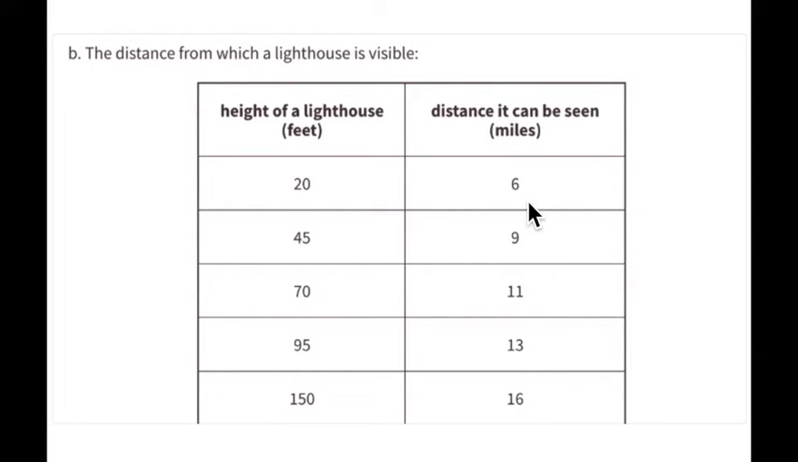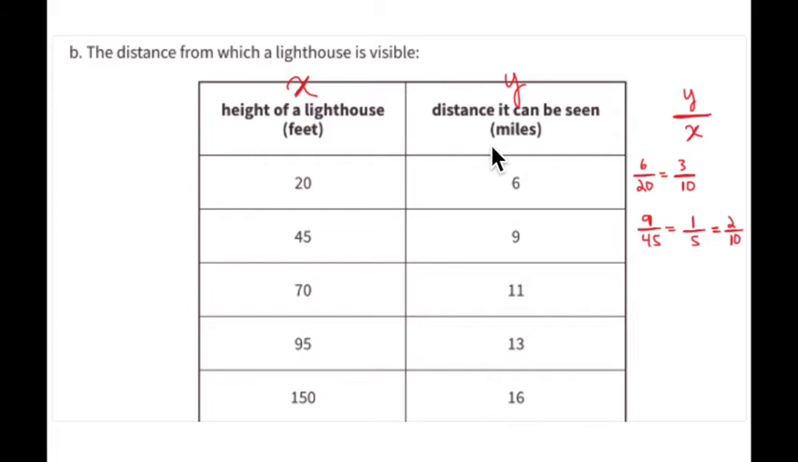So you can go 6 miles away, you can go 9 miles away and see a lighthouse that's this tall, 11 miles and see a lighthouse that's 70 feet tall, 13 miles, see a lighthouse that's 95 feet tall, and 16 miles, see a lighthouse that's 150 feet tall. So, is there a constant of proportionality between the distance at which you can see a lighthouse and its height?